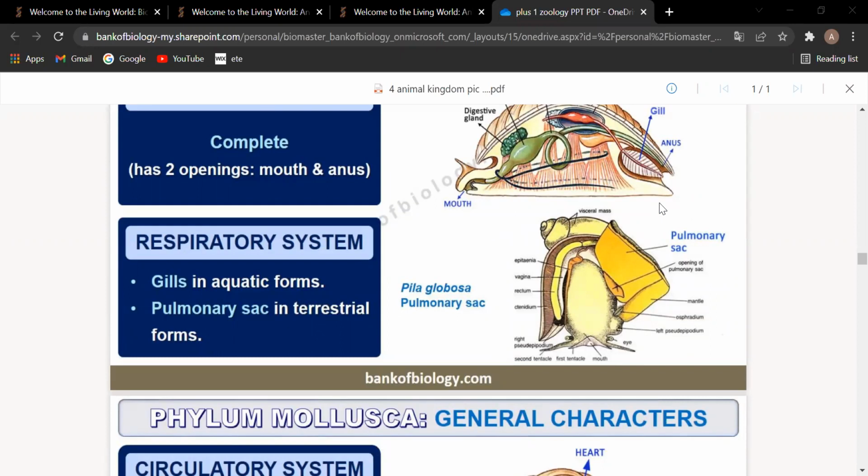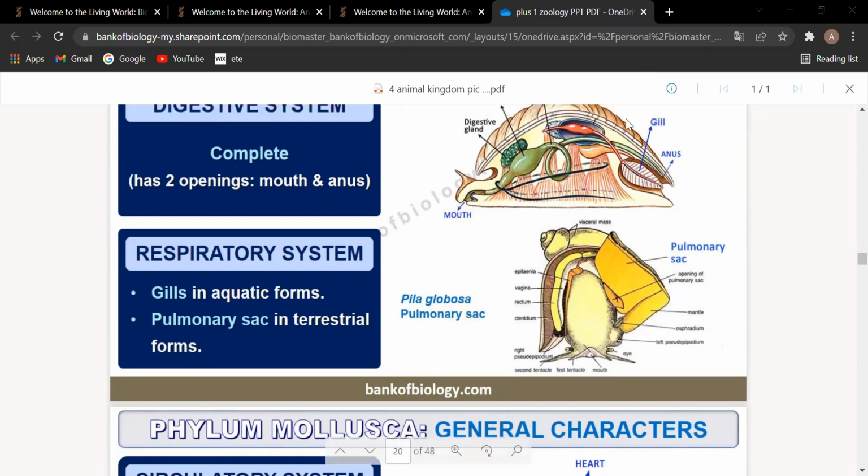So those which are aquatic have gills. So you can see these gills. You can see the gills very well here. Yeah, these are the gills. And here you can see this is the pulmonary sac. So instead of gills, these are going to have the pulmonary sac. This is your Pila. Pila means the normal snails that crawl around on your compound walls in the rainy season. Yes. Pulmonary sac is present in the terrestrial forms.